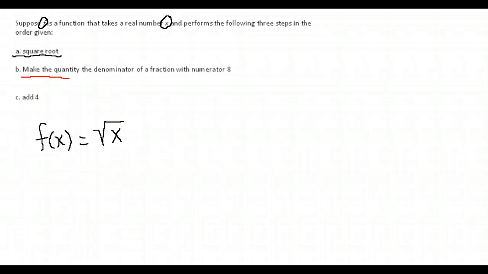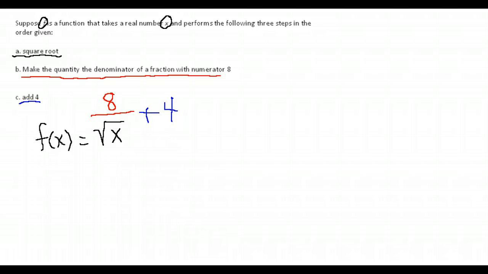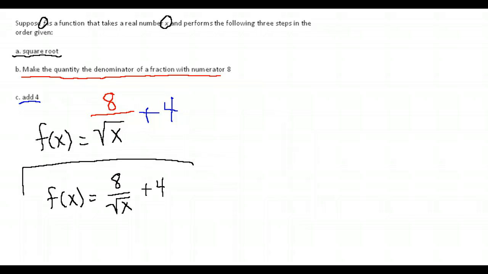The next thing they ask us to do is make the quantity we have here the denominator of a fraction with a numerator of 8. So we want it to be in the bottom of a fraction with a numerator of 8. And the final step they ask is for us to add 4. So for that whole quantity, we add 4 to the end. Okay, we did it in the order that they asked. So let's write that a little nicer at the bottom here. We get f of x equals 8 over the square root of x, plus 4.